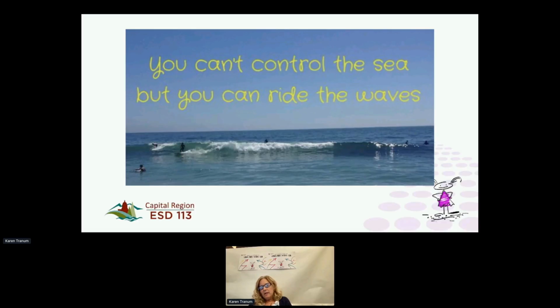So I got this one out because I wanted to talk about control. We know we cannot control what is going to happen. We have no control over it, and we have very little control over anything that has happened already. But we can ride the waves. And to ride the waves, we need to be prepared for that. So we are going to look at ways to be prepared for this.